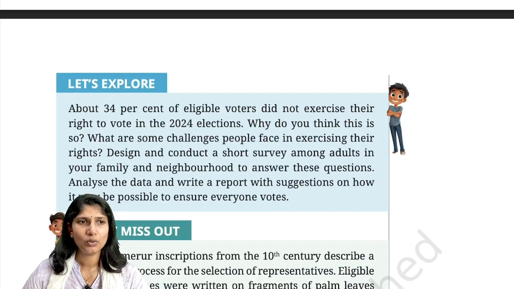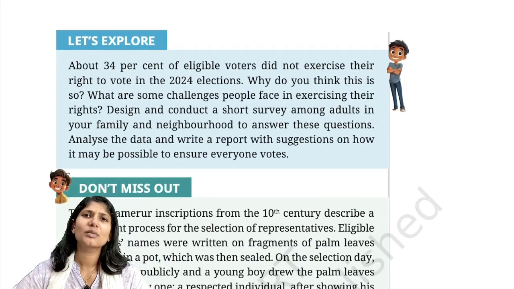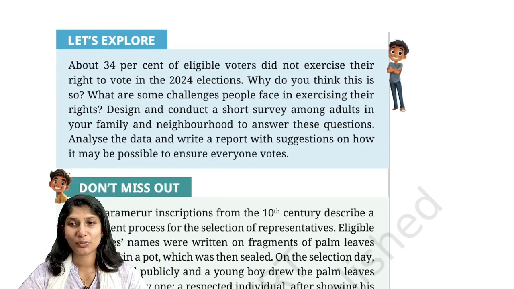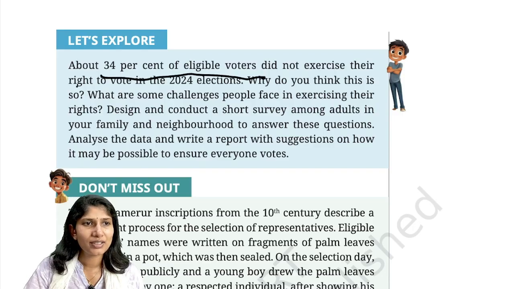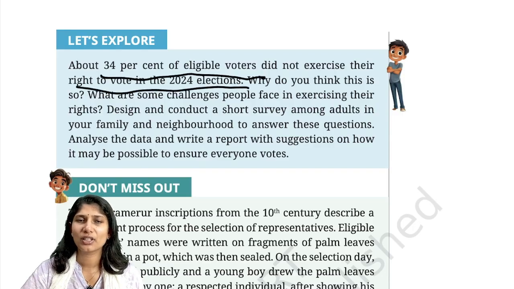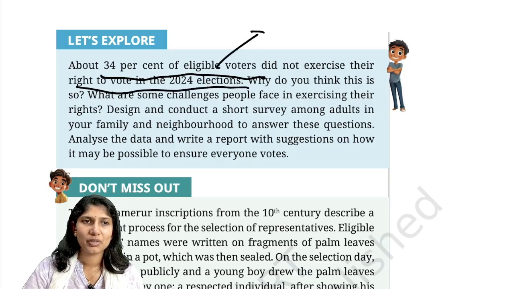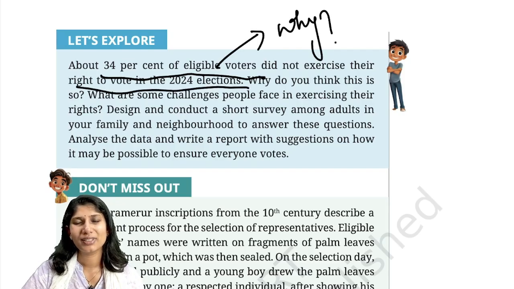Okay, now look at this. When the Election Commission of India is doing so many things to make sure that no voter is left behind, then look at this also. About 34% of eligible voters did not exercise their right to vote in the 2024 elections. The question comes to the big thing. Why? When the Election Commission of India is going to great lengths to make sure every single voter is able to exercise their vote, why is this not happening? Why have 34% of people not voted?